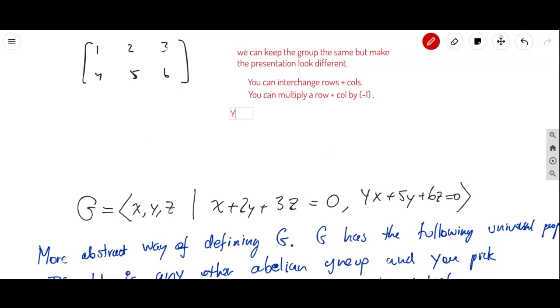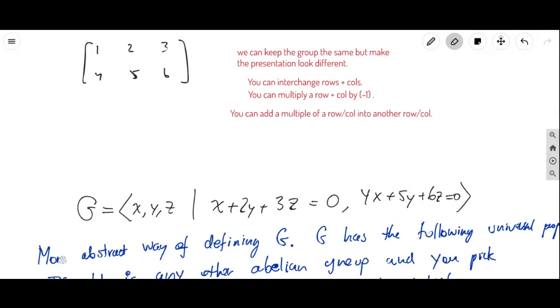And then you can add a multiple of a row or column into another row or column. So you can add a multiple of the first row into the second row, or a multiple of the second row into the first row, or a multiple of the first column into the third column, and things like that. That's what you can do.